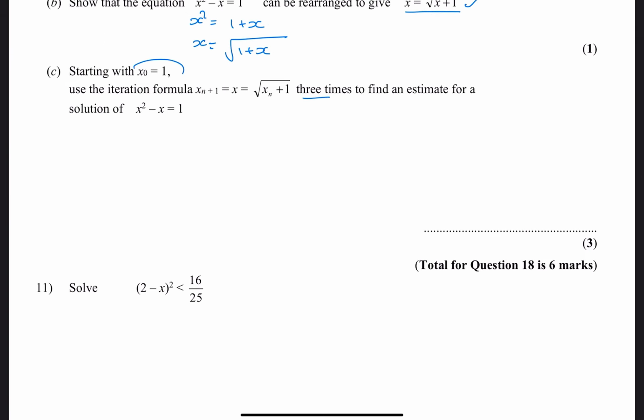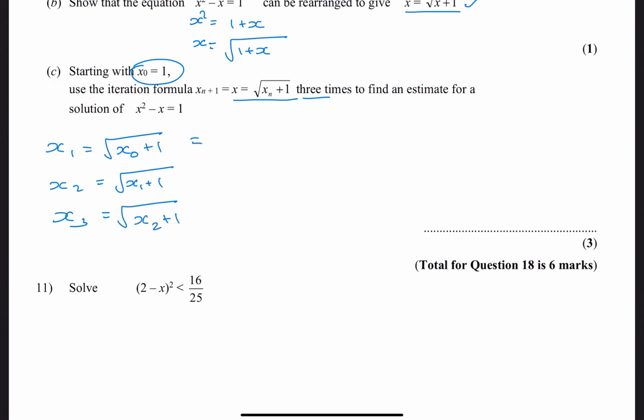We start at x naught, so you want x1, x2, x3. As I said earlier, remember the method, it's the square root of xn plus 1. So x1 uses x naught plus 1, x2 uses x1 plus 1, x3 means x2 plus 1. Then you can put in, remember, x naught equal to 1, isn't it? So you press 1 in the calculator, equals, and then you go square root of answer key plus 1.